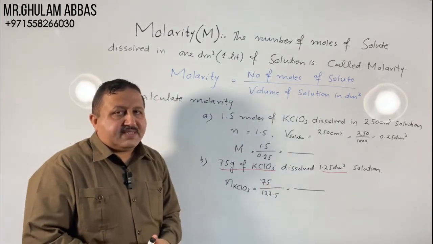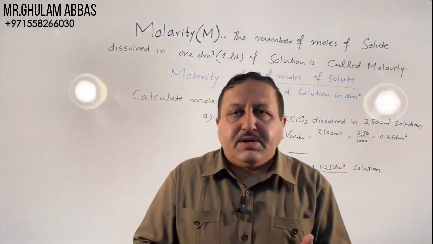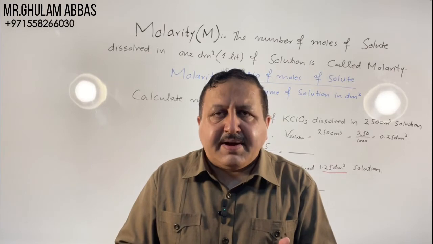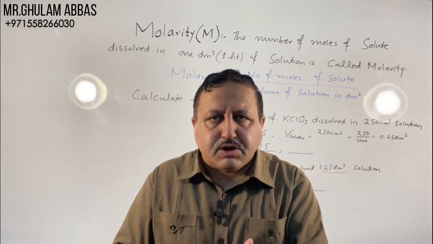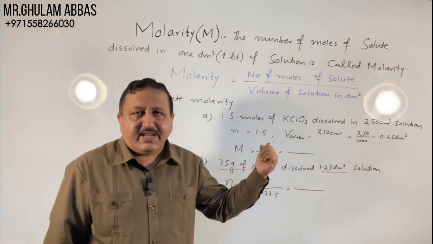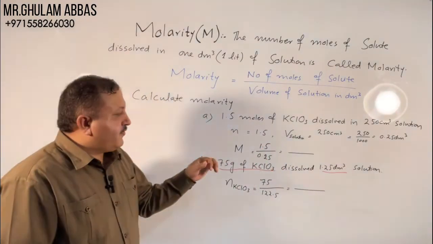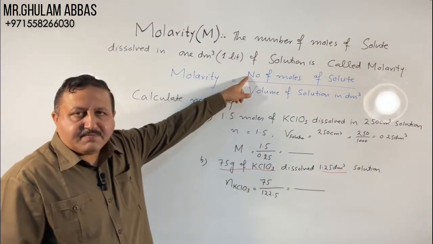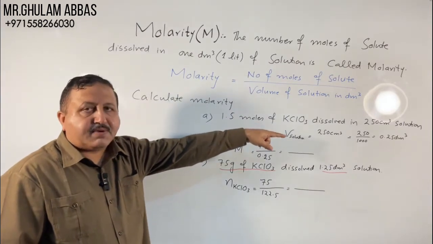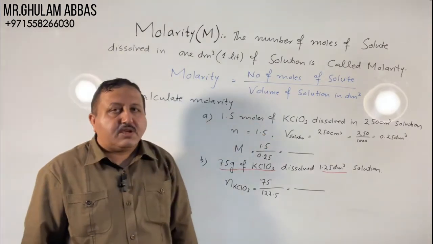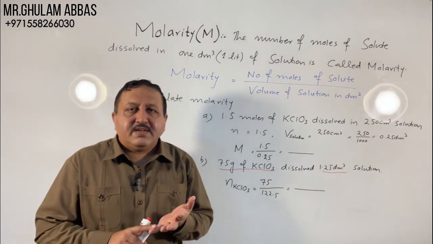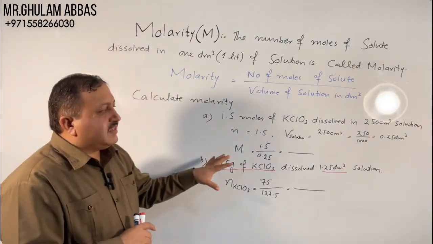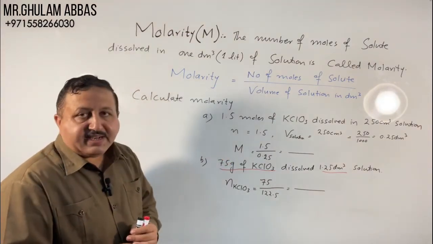So the main concept is, if the mass of solute is given or moles of solute are given, volume of solution given in cm cube or dm cube, we can calculate the molarity. If mass is given, we will calculate the moles, then put the value. If volume is given in cm cube, we will convert into dm cube, because we know that 1 dm cube is equal to 1000 cm cube. By using these concepts, we can calculate the molarity.